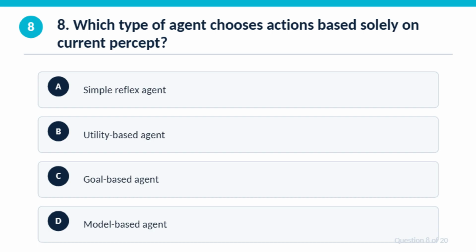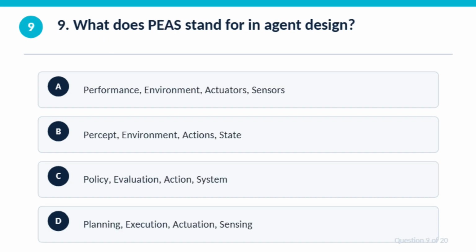Which type of agent chooses actions based solely on the current percept? A. Simple reflex agent. B. Utility based agent. C. Goal based agent. D. Model based agent. The correct answer is A. Simple reflex agent.